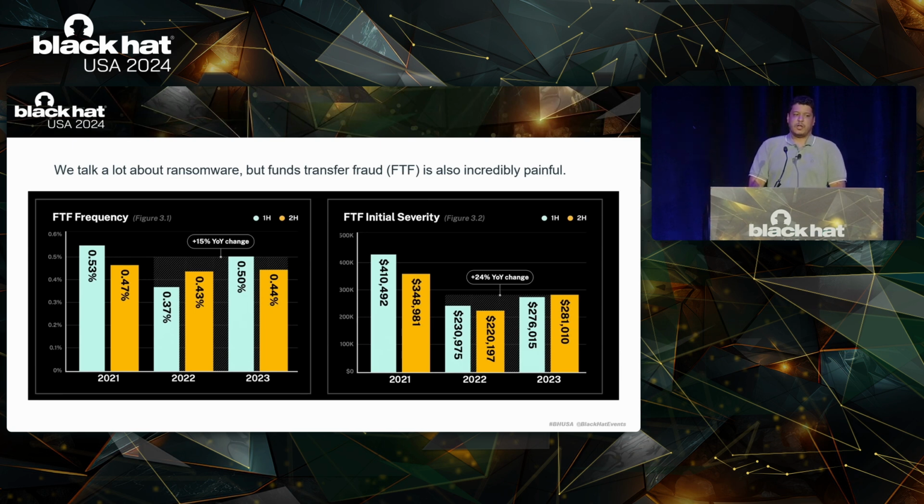We also focus a lot on ransomware, but what I would say as well, from a scale perspective, is that FTF is incredibly painful. And I don't necessarily know that we have enough attention in the industry of people tackling this problem. Frequency on FTF is much, much higher than ransomware, and of course, ransomware severity is higher than FTF.